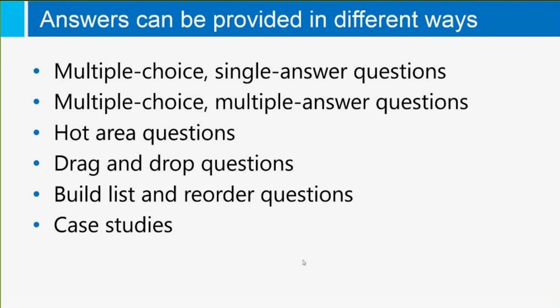They like to give you build, list, and reorder questions. These are the ones where they say, you want to implement search in a Windows 8 app. What should you do? And you see, oh, I need to create the search contract. I need to write a method that will launch my search page and find my search results and so on. And not only do you have to list what you have to do, but you have to put the tasks in the right order as well.